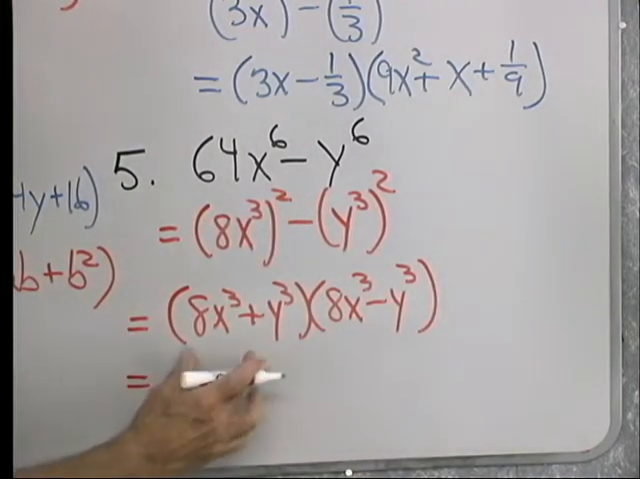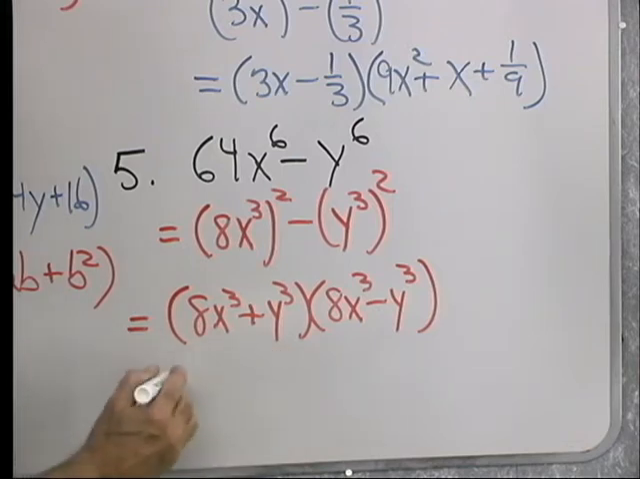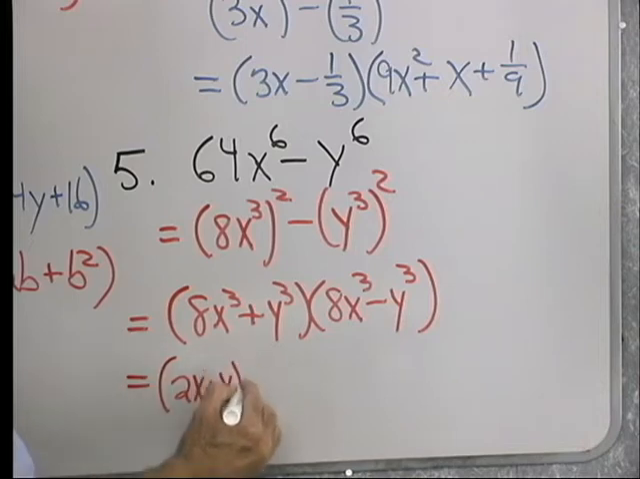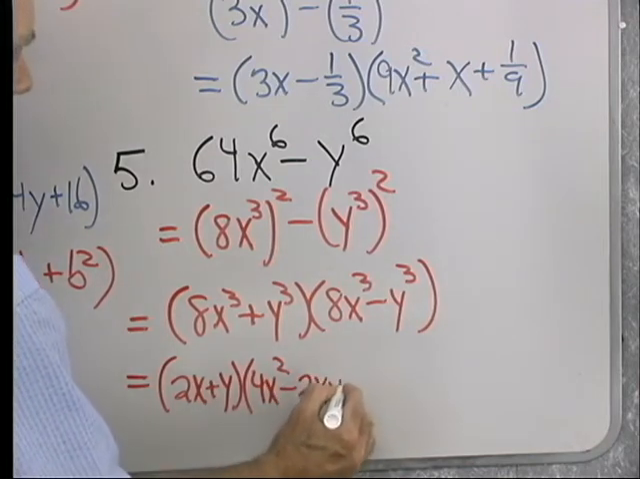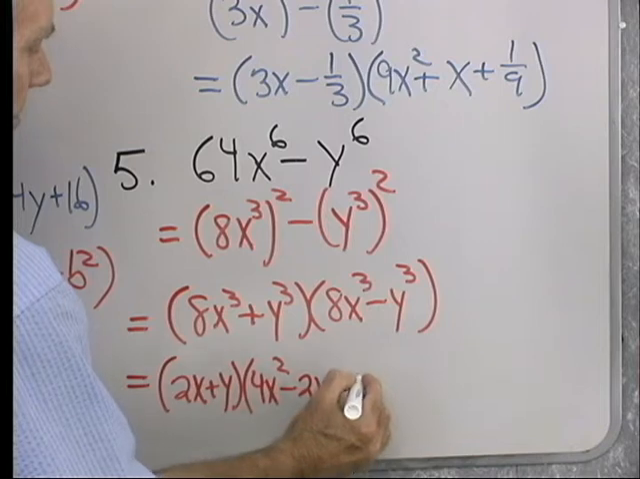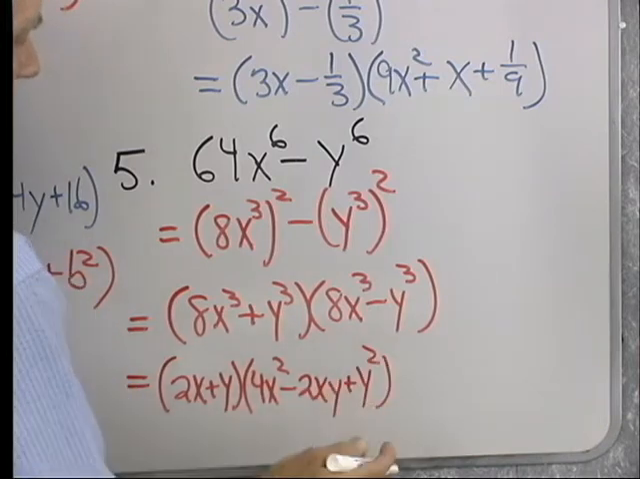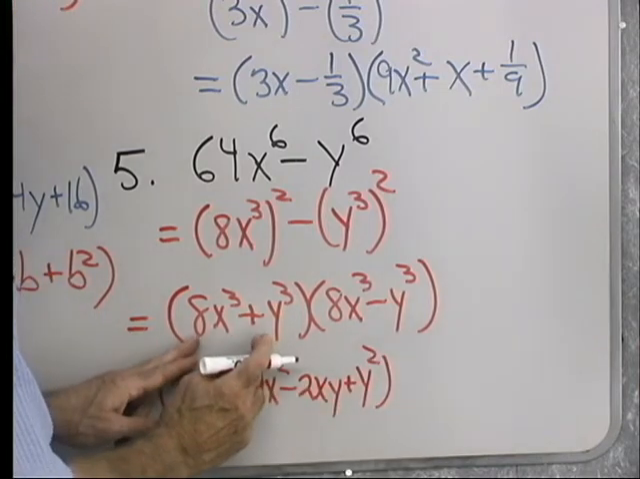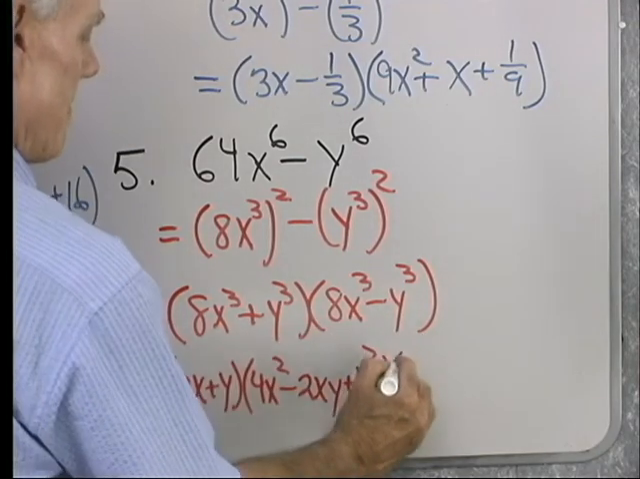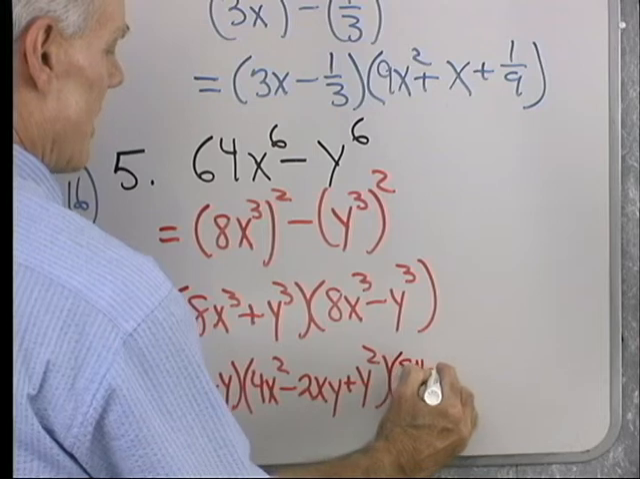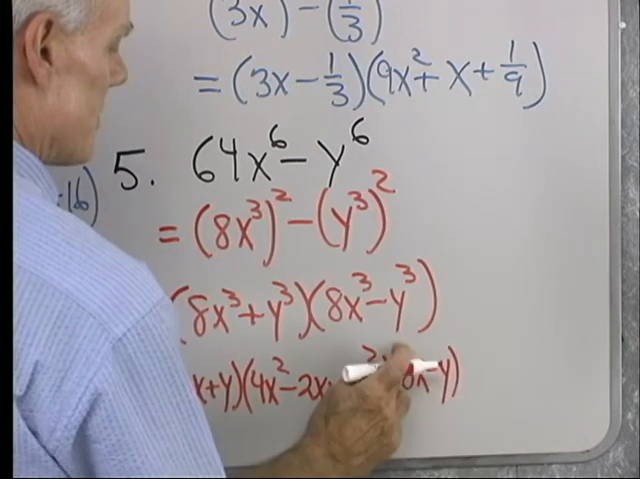So I'm going to factor this, which is the sum of two cubes, as 2x plus y times 4x squared. Change the sign, multiply 2x times y, 2xy, square the last term, plus y squared. That's the factorization of this 8x cubed plus y cubed. Looks like that. Now I'll factor this. Whoops, take that back.